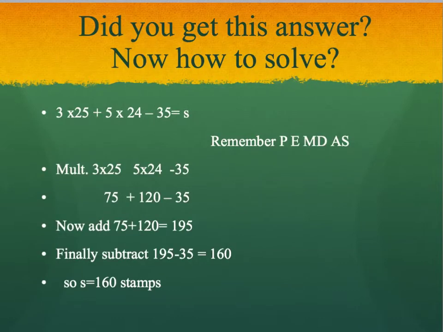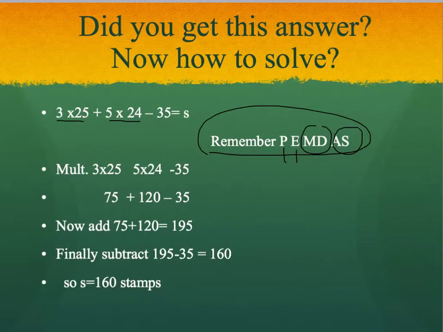Okay, so our next slide we have here, remember PEMDAS: parentheses, exponents, either multiplication or division, then addition or subtraction next. So when I read that word problem, it was 3 times 25 stamps, then 5 times 24 stamps, and then minus 35 stamps. Okay, and that would equal S. And we had that minus 35 because she gave 35 away to a friend.